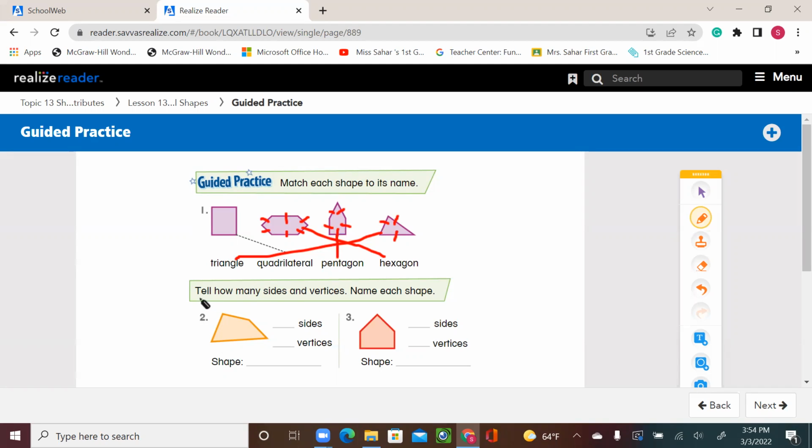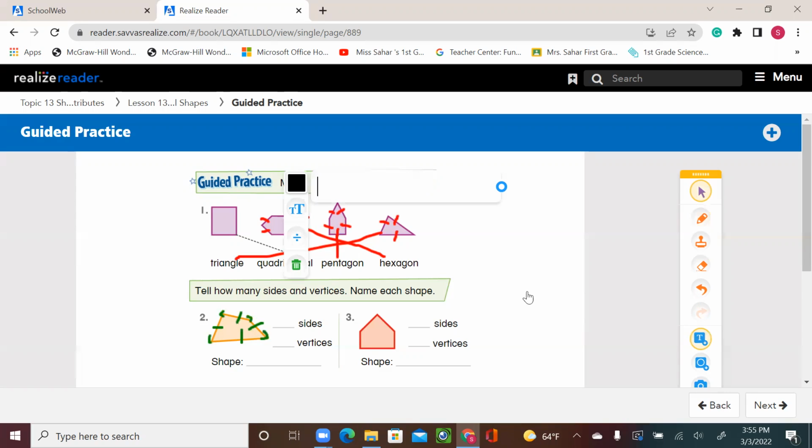All right, over here, tell how many sides and vertices, and name each shape. Easy. So what are we going to do? Let's use a different color. We're going to count how many sides, how many vertices, and then we're going to put the name. So let's count the first one. How many sides? 1, 2, 3, 4. How many vertices? 1, 2, 3, 4.